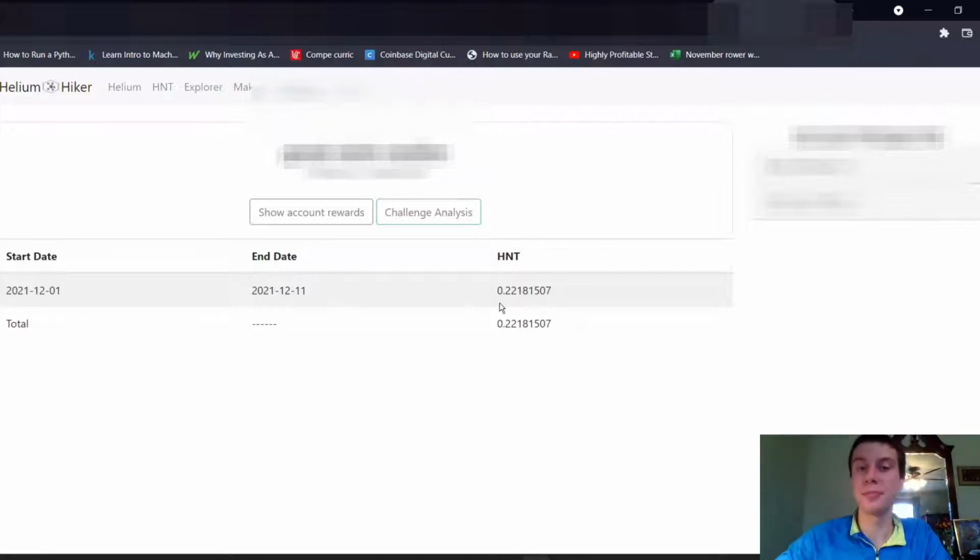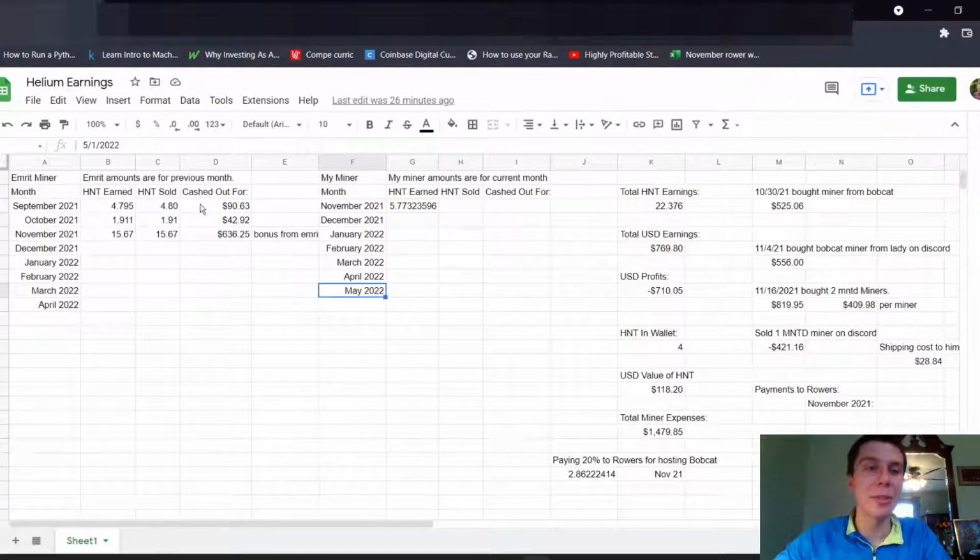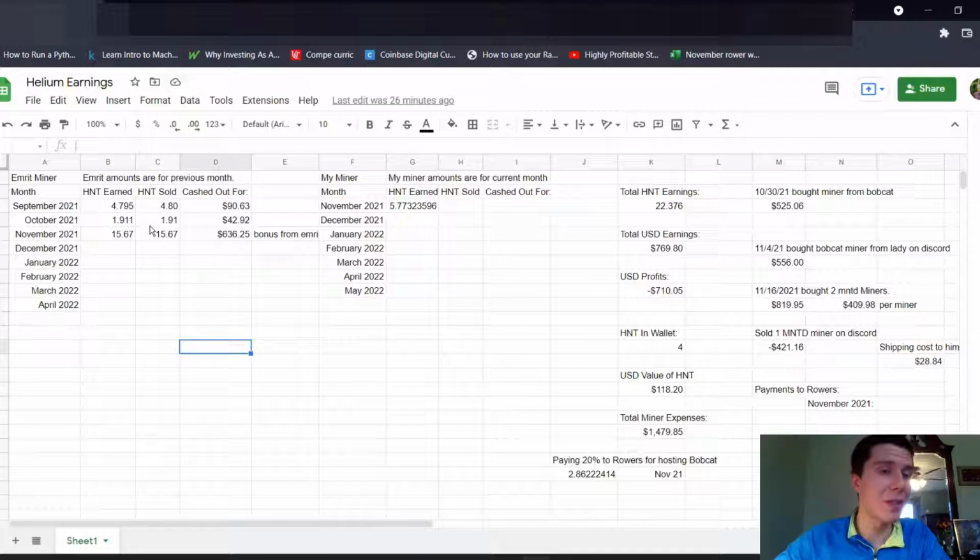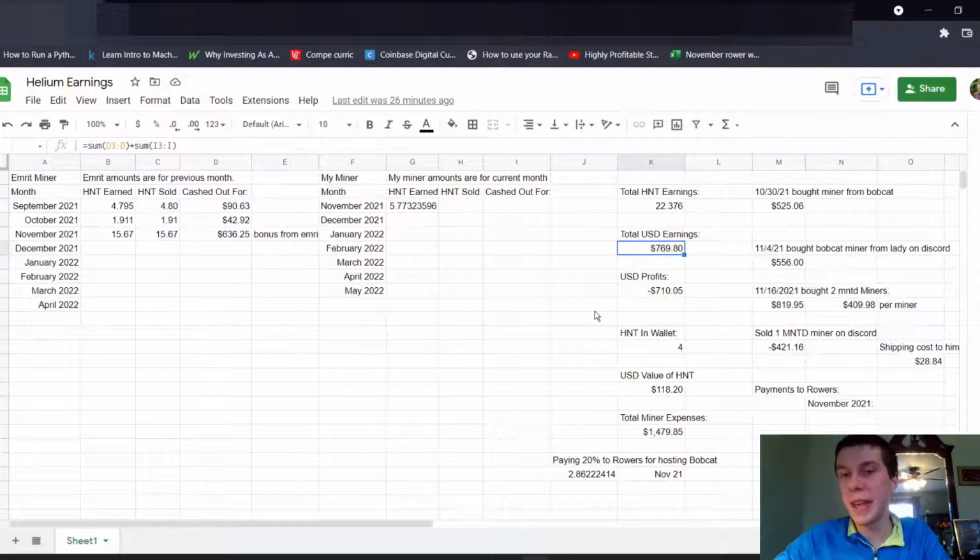That would be ideal. And now going into my spreadsheet, I want to talk a little bit about all the numbers. So this right here is how much I've gotten paid by Emirates on the left side here, which is basically a total of around 20 helium. And that has been worth around $750 right here. Basically $769 is what I have earned from that one. And then this right here is what I've been keeping track of for my miners that I personally bought. So basically in the month of November, I earned around 5.77 HNT.